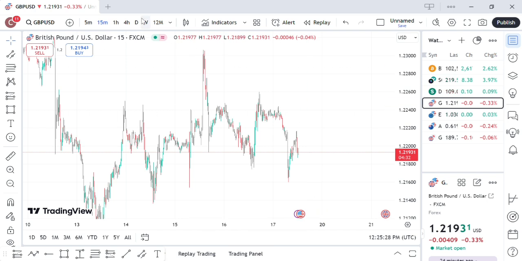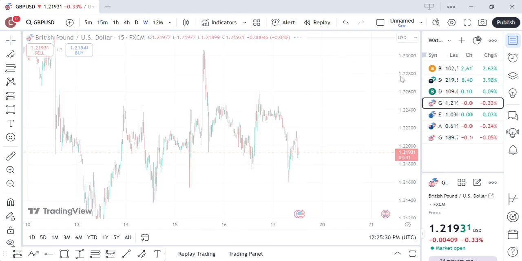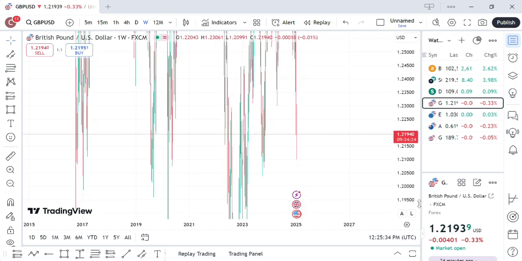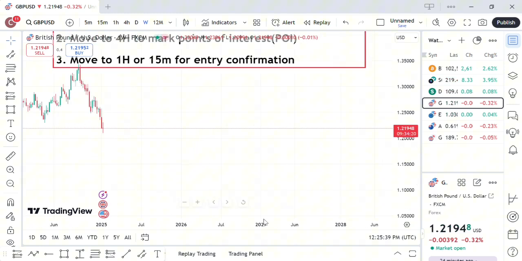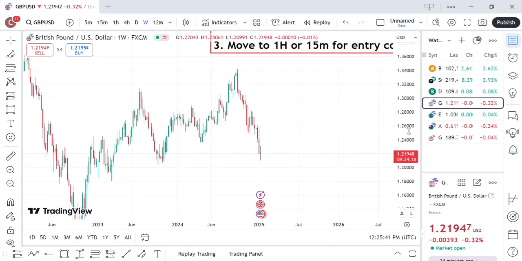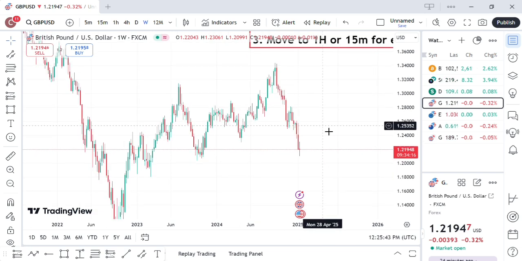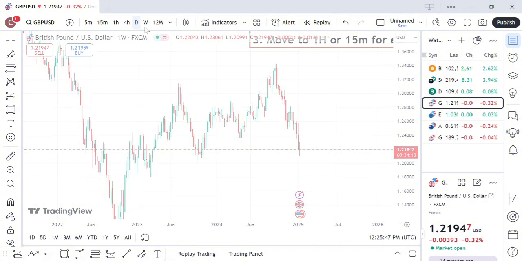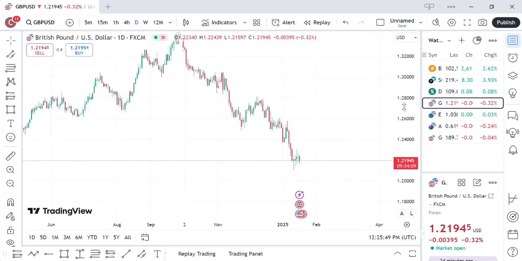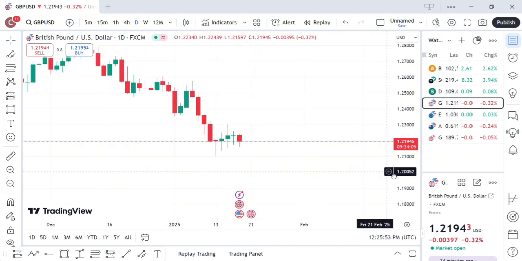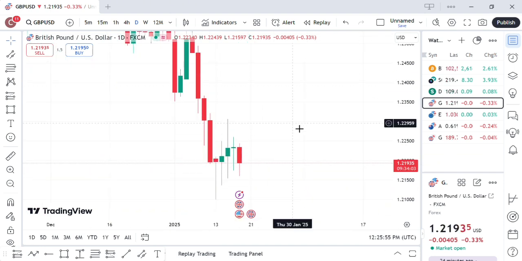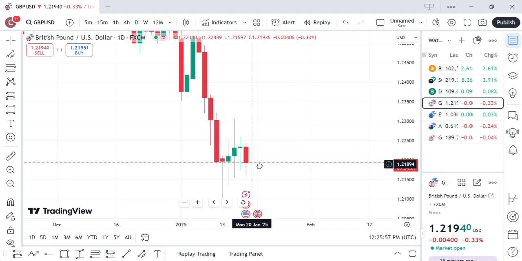So going from the weekly time frame, we already know that the dollar index is bullish, so the GBP is going to be bearish. We can see how bearish this move is. We can see how bearish the weekly time frame is, but we can't just enter here. We have to go down to the daily. We already know what's happening, so we can move down to the daily and see what price is doing.